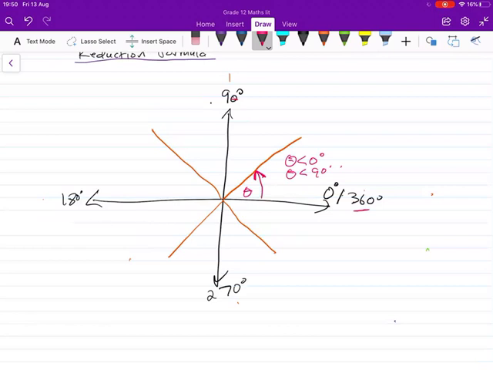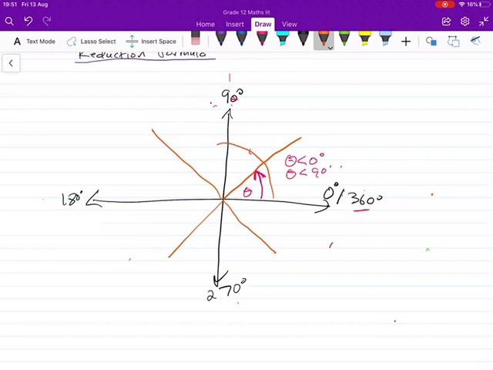Why am I not concerned with 360? Because I am measuring my angles in an anti-clockwise direction. So I'm only concerned with these values. That's why I'm not looking at 360. Because I know there are those of you who are wondering, but why are you not talking about 360? The reason is because I am going in an anti-clockwise direction. Let us look at another one.